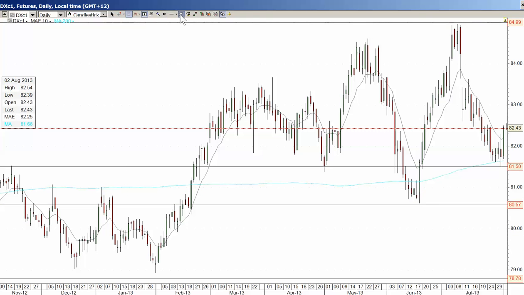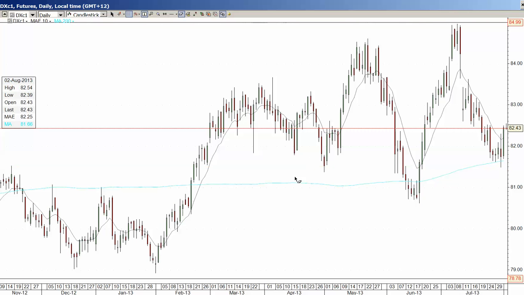We don't need these support and resistance lines in. These are old lines that I've drawn actually, so we'll just get rid of those. Not relevant for this video.